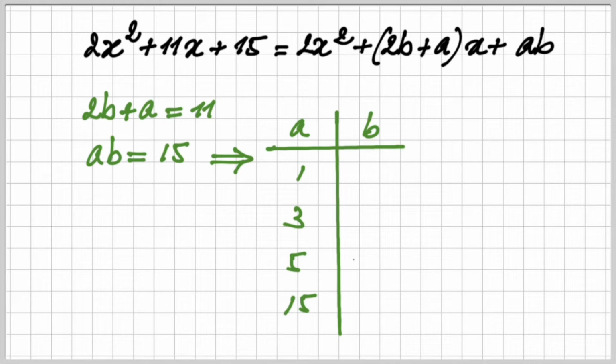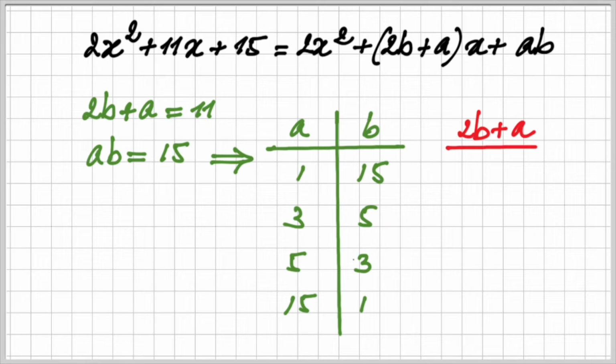When we look at a and we have the product of a and b, we can have a equal to 1, 3, 5 and 15. And when a is equal to 1, in order to have the product of a and b equal to 15, b has to be equal to 15. So we have 1 and 15, 3 and 5, 5 and 3, and 15 and 1, which are in fact possible values for a and b.